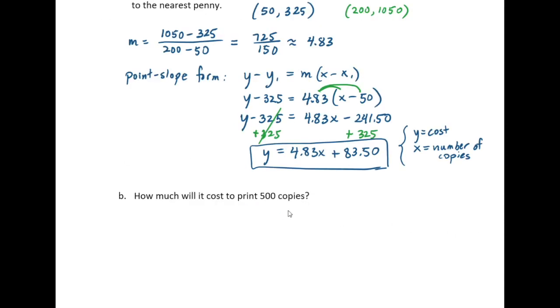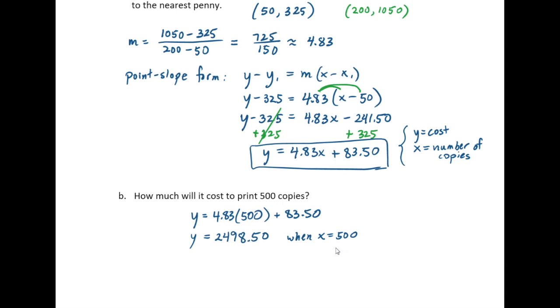For example, here we're asked how much it'll cost to print 500 copies. So we'll substitute a value of 500 for x in this model to determine the cost, y. So we get the equation y is equal to 4.83 times 500 plus 83.50. And we can evaluate this using our calculator. Evaluating this expression on the right gives us 2,498.50, and that's the y value when x is equal to 500.